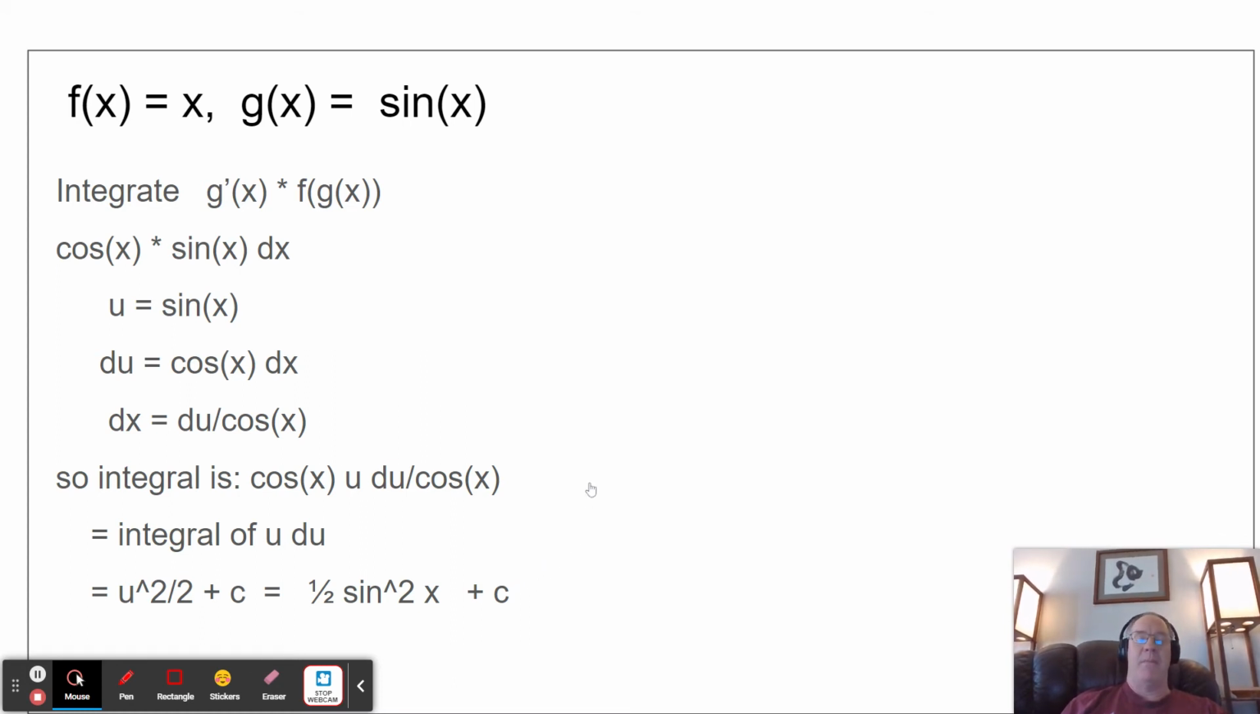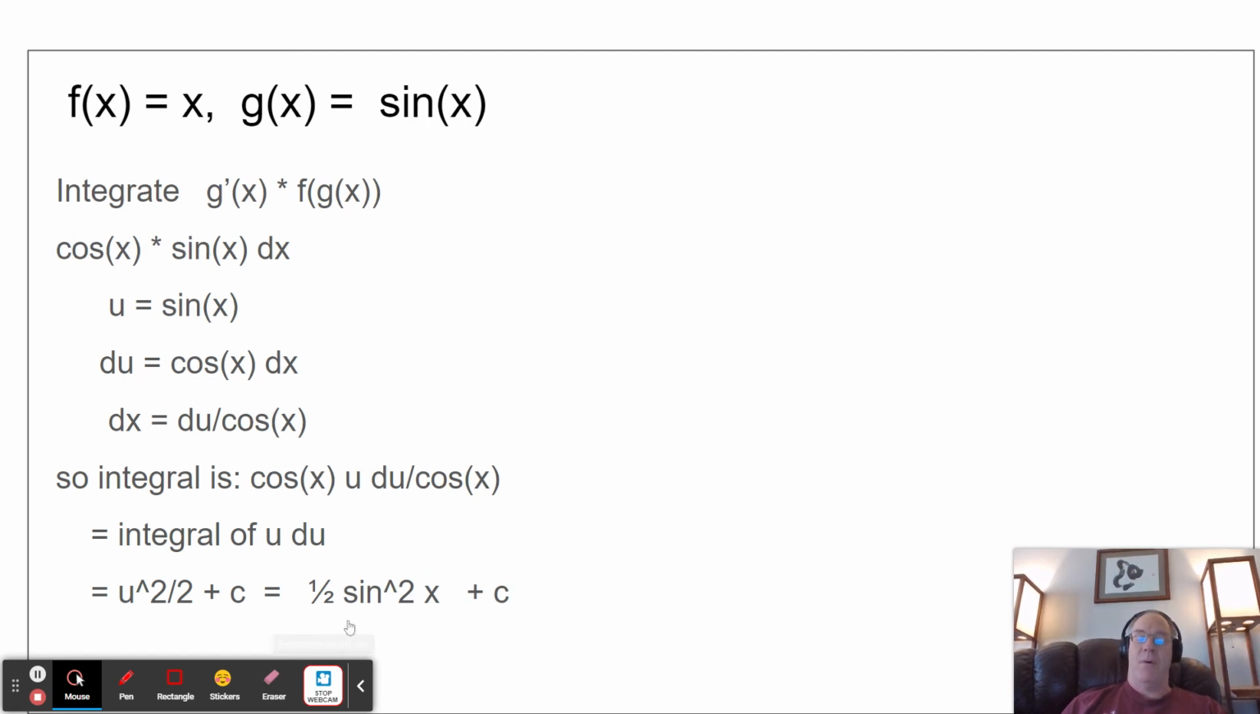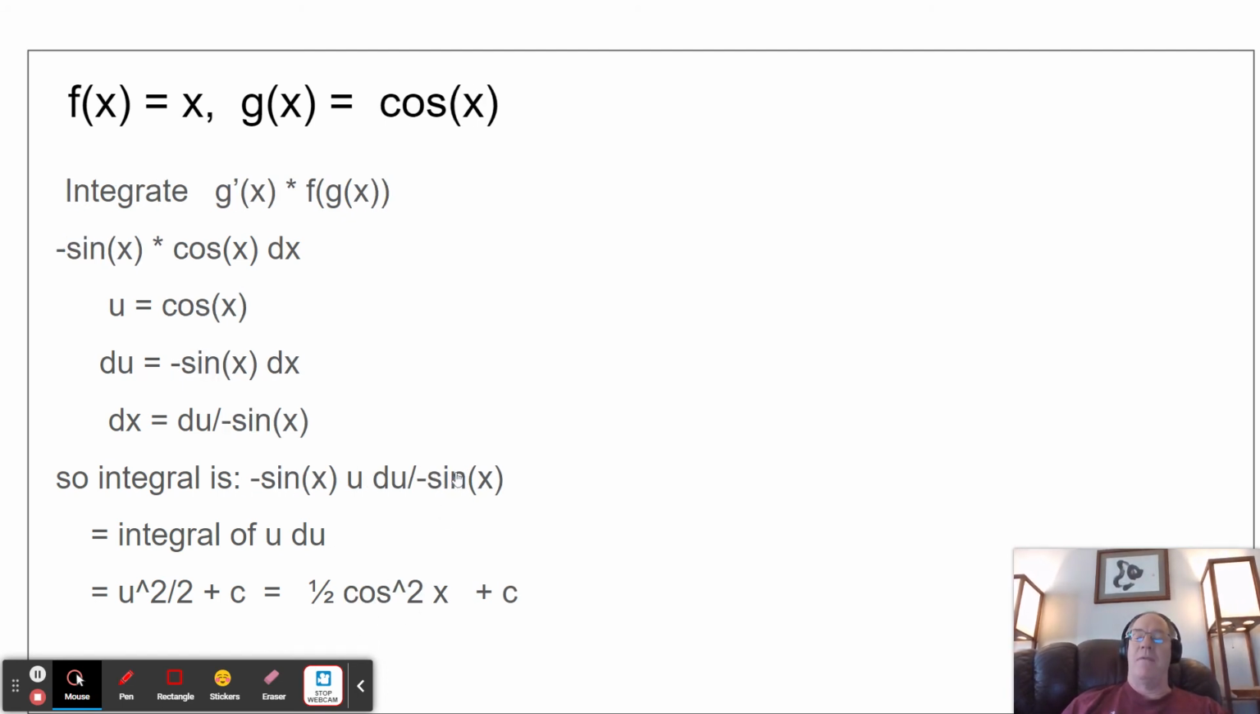And actually, here's a fun problem. Once we've set this up, you might think, well, let's just make g of x cosine of x. We end up creating what appears to be the identical problem. Everything here is identical, except we've effectively swapped which function we're substituting in for. And the problem setup's difference is only the sign. And so the integral of the sine of x times the cosine of x is 1/2 the sine squared of x. But the integral of the negative sine of x times the cosine of x is 1/2 the cosine squared of x. And that's a mind-blowing result, right?